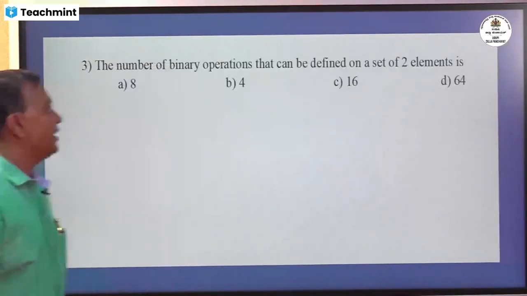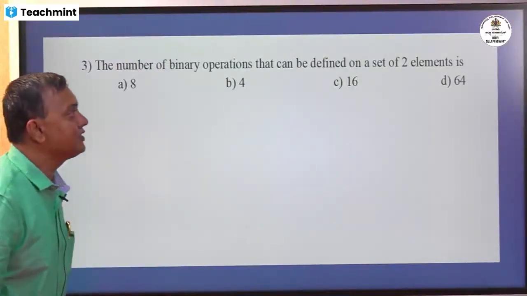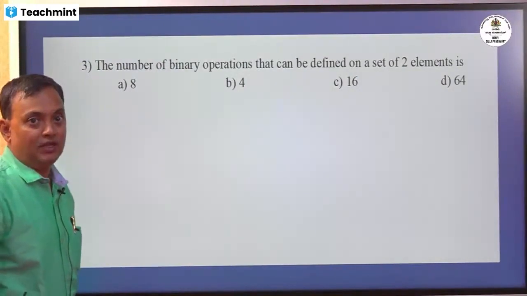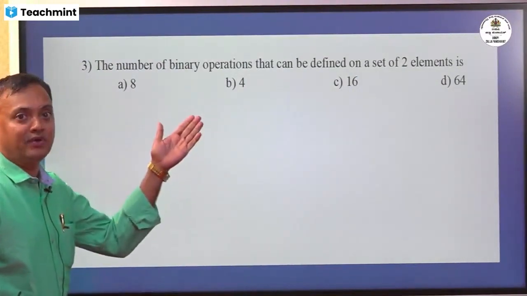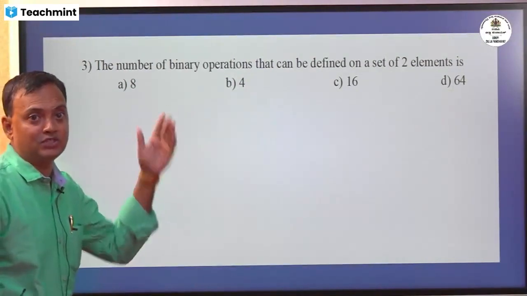Third question. Number of binary operations that can be defined on a set of 2 elements. So this question is there in your textbook, in the first chapter, last miscellaneous questions.